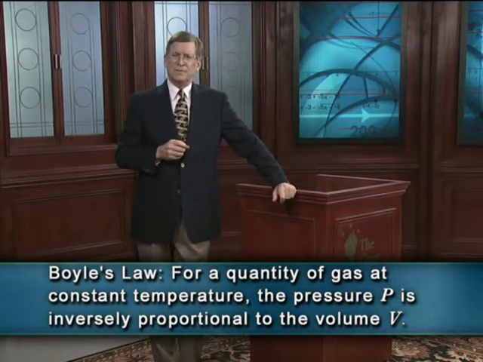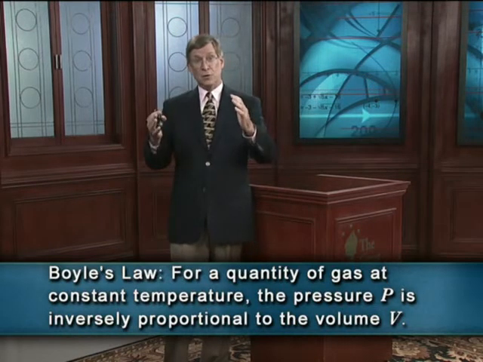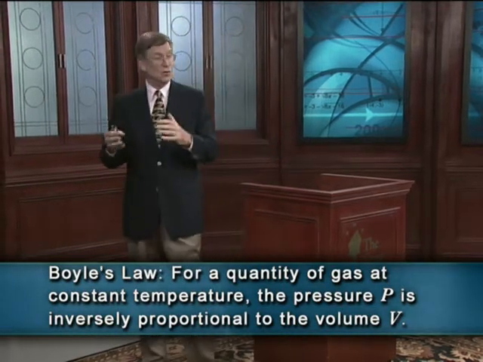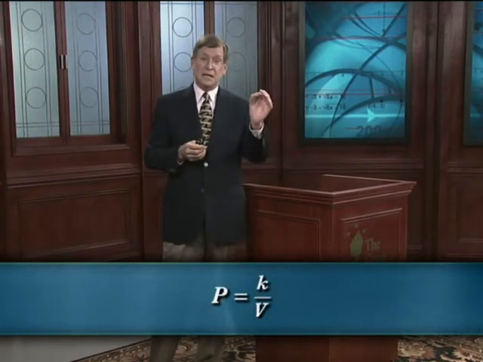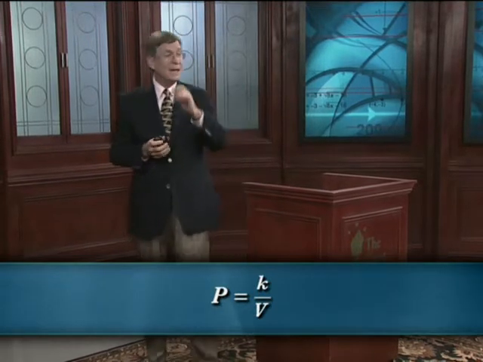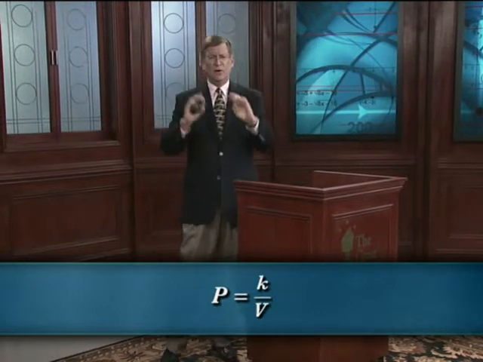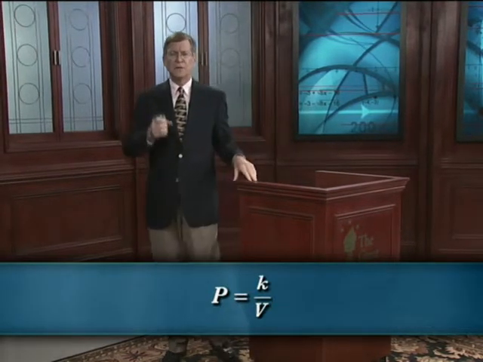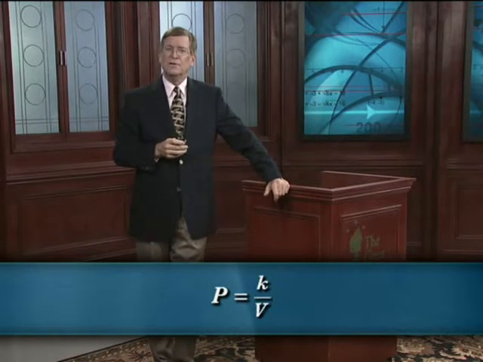Boyle's law says that for a quantity of gas at constant temperature, the pressure is inversely proportional to the volume. And you can write that as the following equation. P, pressure, equals K over V. V's the volume, and K is a constant of proportionality. And there are some units involved here, but I won't worry about those. But P is now a rational function of the variable V.